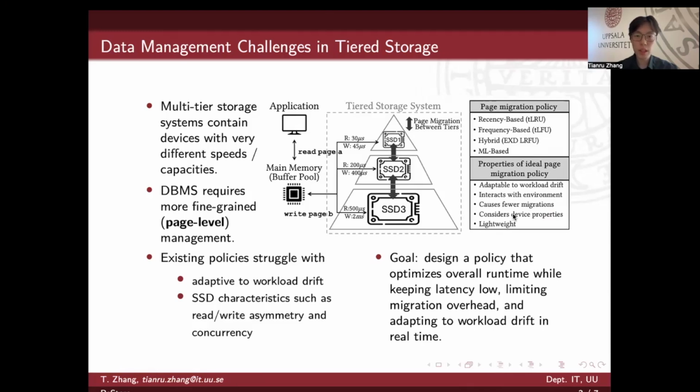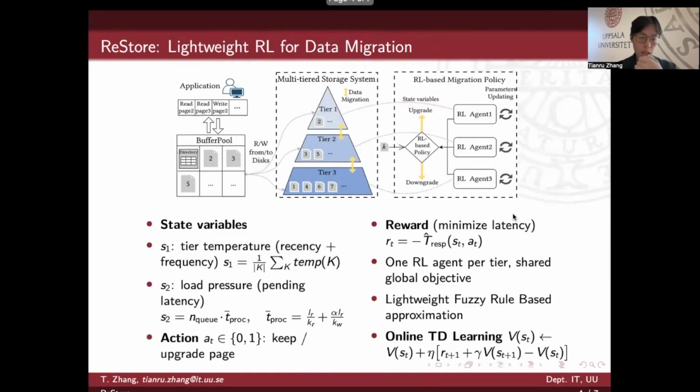To achieve it, we define a page migration policy to control the page migrations between tiers. An ideal page migration policy should first reduce the response time of the system, and at the same time keep low latency, limited migration overhead, and adaptiveness to workload shift. So our work ReStore solves this by modeling the data migration problem as a Markov decision process and then solving it using reinforcement learning.